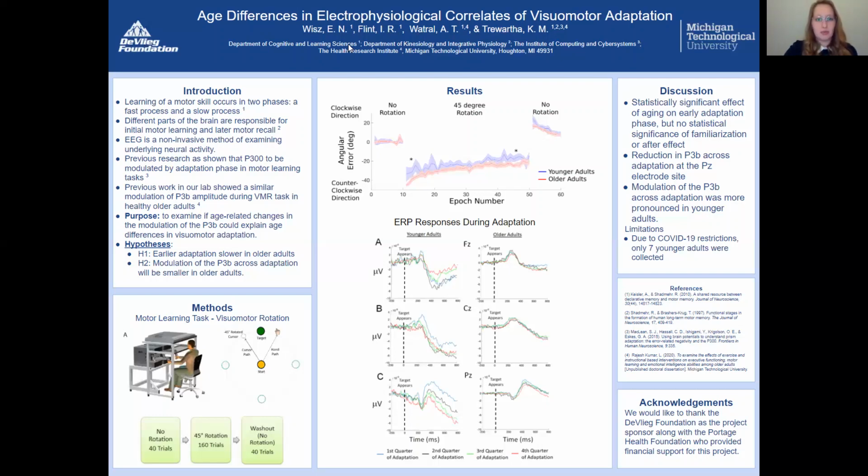Gradually, while participants were performing this task on the KINARM, continuous EEG recordings were acquired using an electrode EEG system. So moving on to the behavioral data, I would now like to direct your attention to the figures in the middle of the poster.